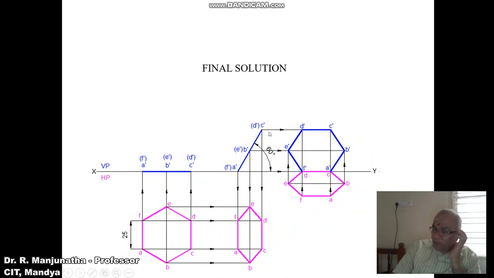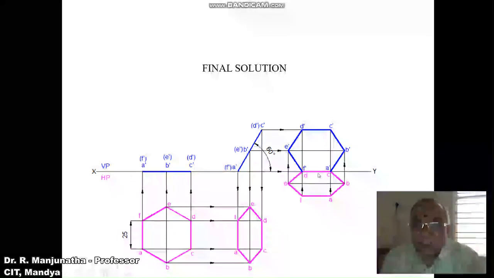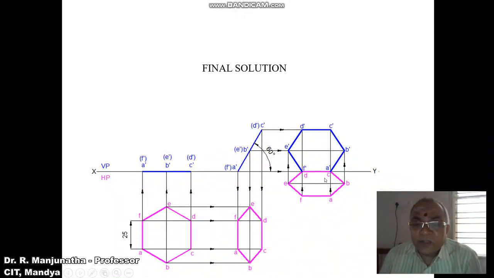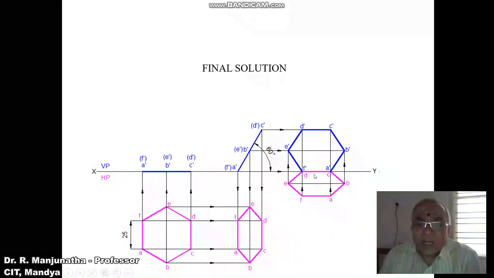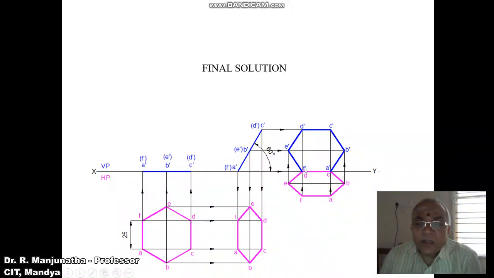So how do I know that my problem is right? One of the sides has to rest on HP, so obviously that will be on the XY line in the front view. So that means A dash, F dash is resting on the XY line in the front view. The side opposite to that side is C dash, D dash. The side opposite to the side is resting on VP, so that means CD is going to be on the XY line. So you mark this point as CD, and through C and C dash, D dash, both A dash, F dash is on the XY line in the front view.